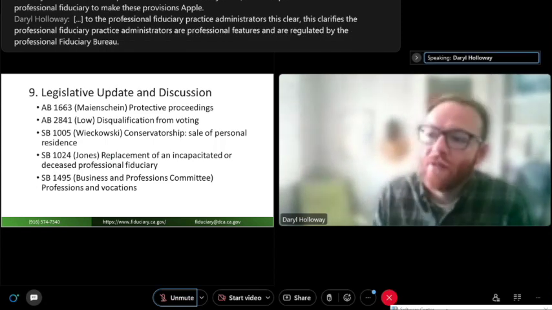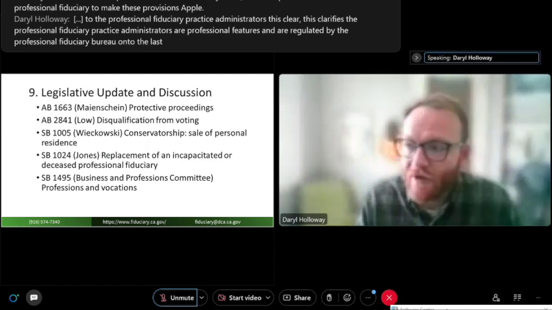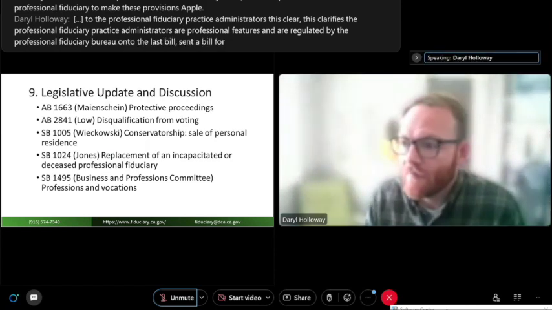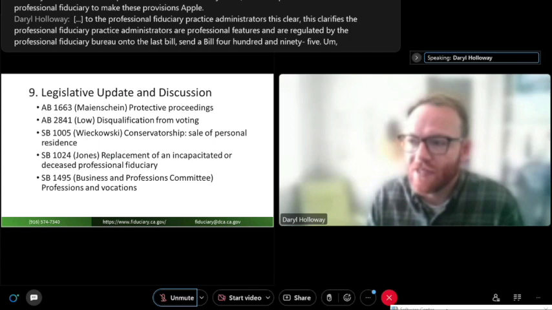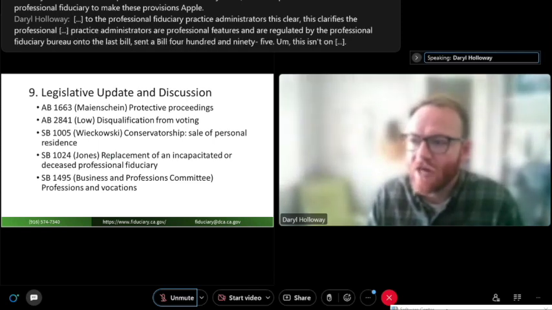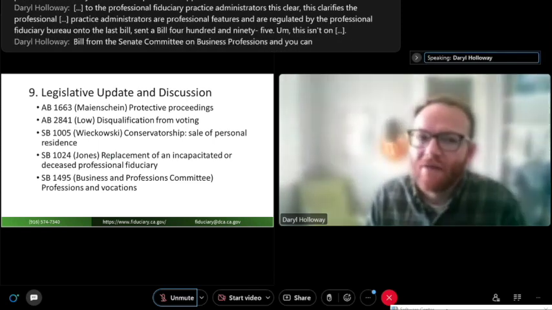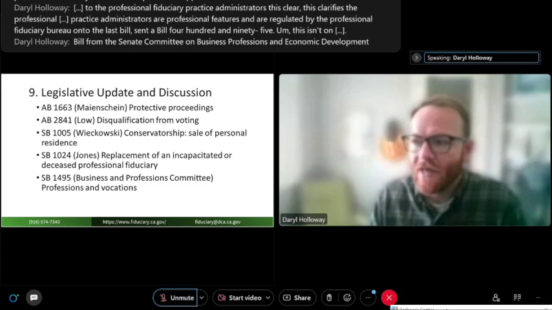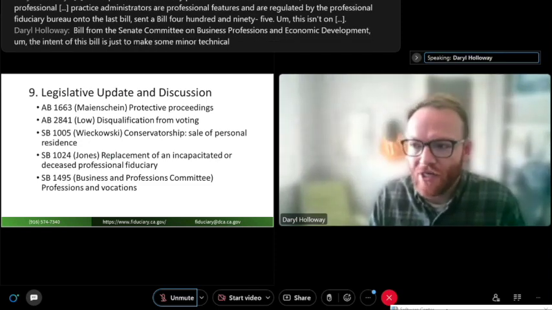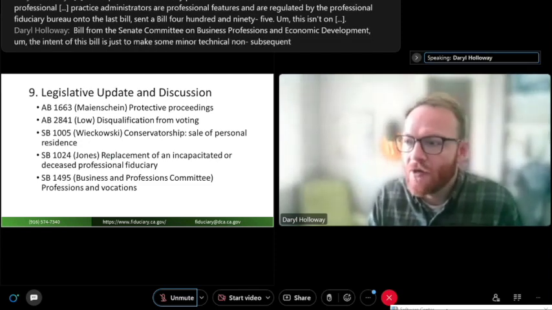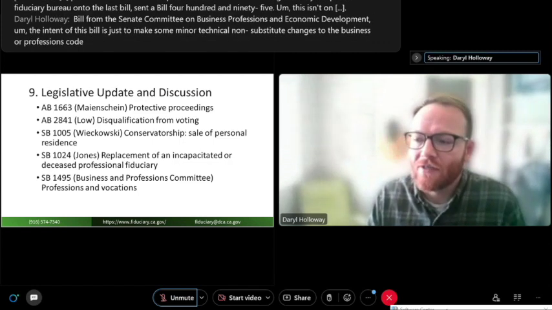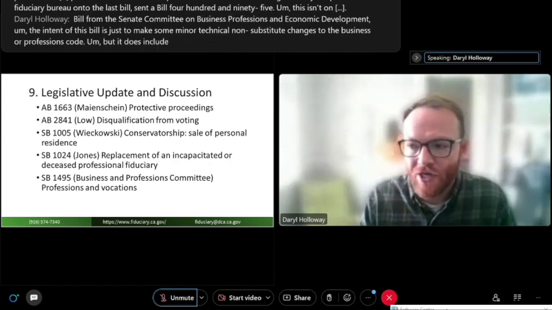On to the last bill, Senate Bill 1495. This is an omnibus bill from the Senate Committee on Business, Professions, and Economic Development. The intent of this bill is just to make some minor technical, non-substantive changes to the Business and Professions Code, but it does incorporate some changes into the Professional Fiduciary Act.